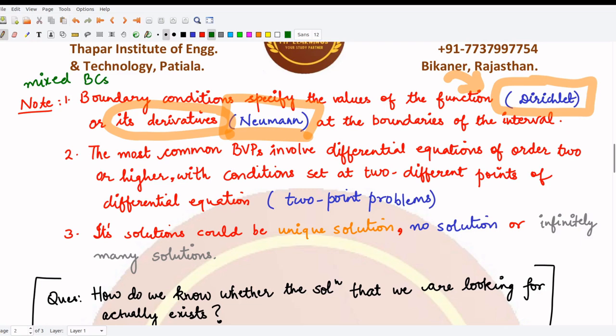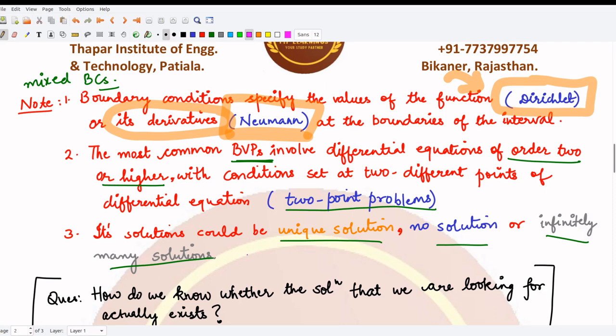Mixed boundary conditions, right? Most of the common boundary value problems involve differential equations of order 2 or it may be higher, having conditions set at 2 different points. For 2 different points of the differential equation, we call those problems 2-point problems, and the solution in those cases may be a unique solution, no solution, or infinitely many solutions. Now one may ponder that we have started solving the differential equation, but how do we know whether the solution exists or not?